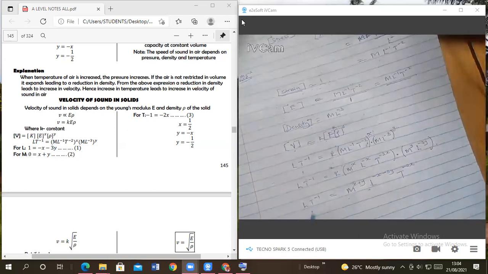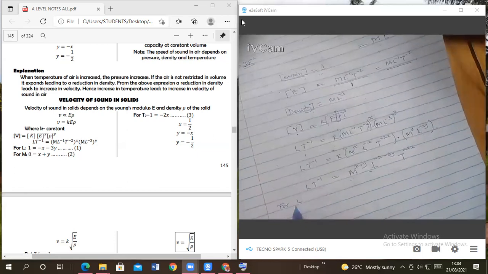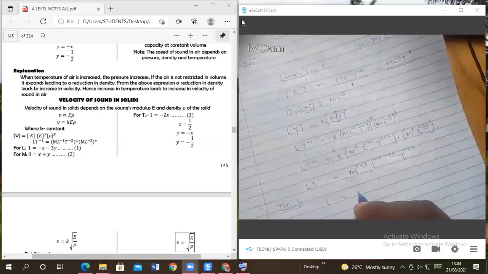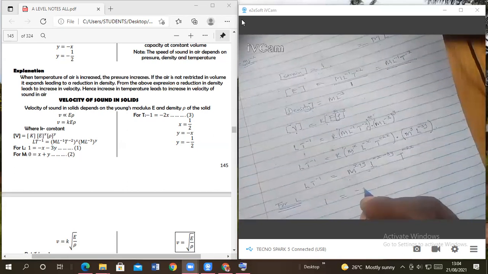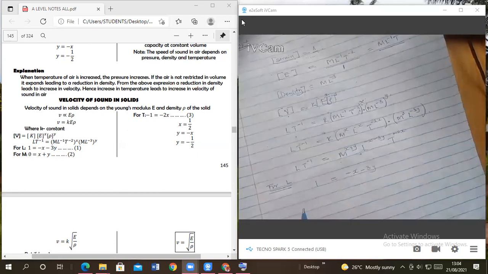Now we are going to get the one for L first. For L, we have 1 equals negative X minus 3Y. For T, are you there? Yes, I'm here. Have you studied dimensions? That's the part you are going to. I expect you to give me the loudest reply here. The volume is low? Yeah, but I can hear you clearly.